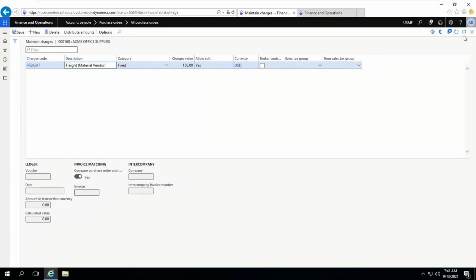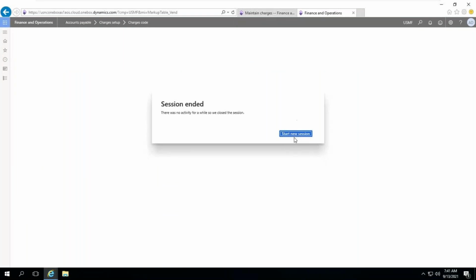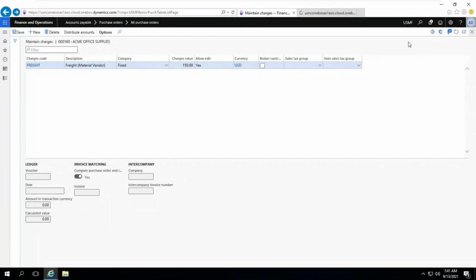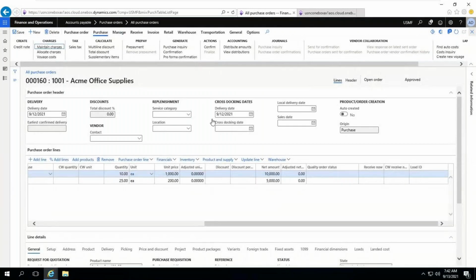One second. It is entered freight charges. Yeah, we have entered. Now let me allocate the charges. Let me allocate the charges based on the quantity. Now I am allocating charges based on quantity. Second option.